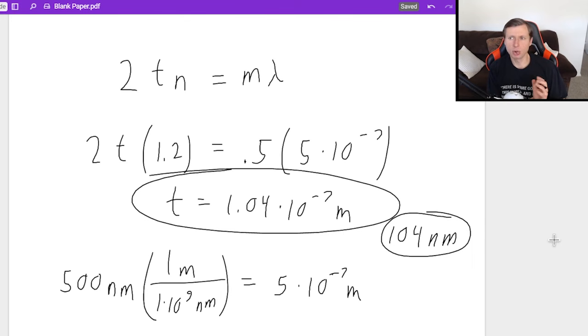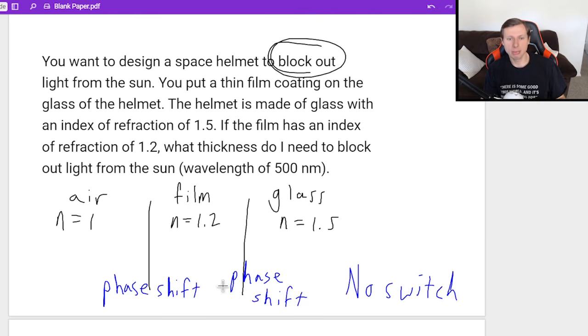There are, I suppose, more types of questions than the ones we just looked at today, but this is going to cover most cases for thin film interference. Again, the most important part is remembering how many phase shifts you have, and that depends on how many times you're going up or down.